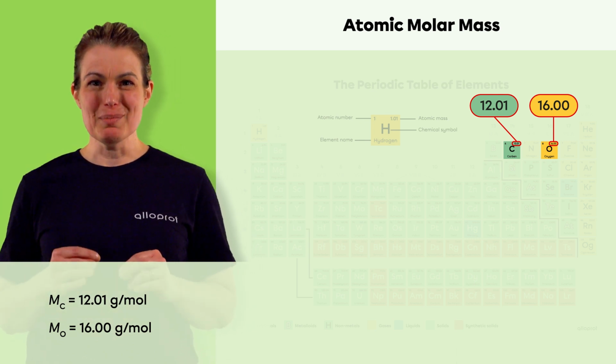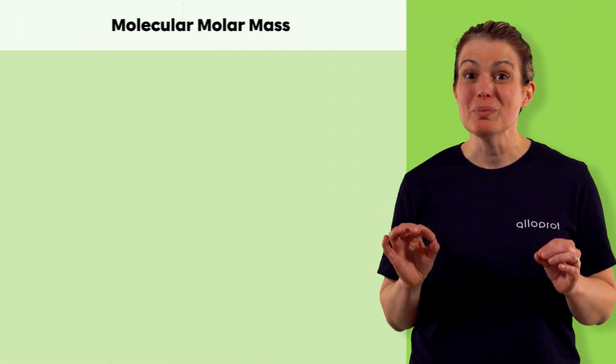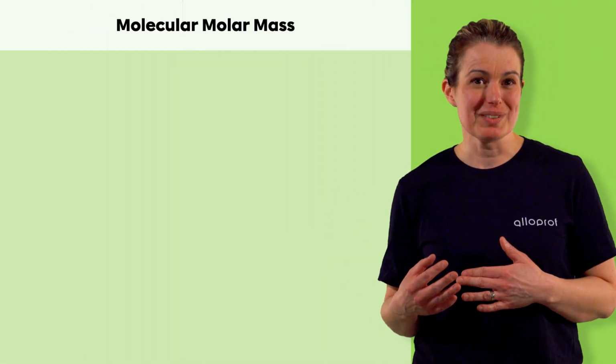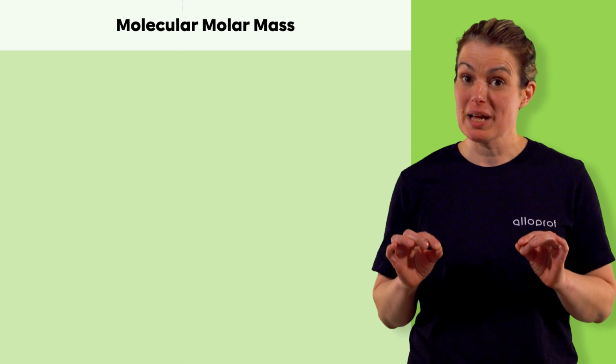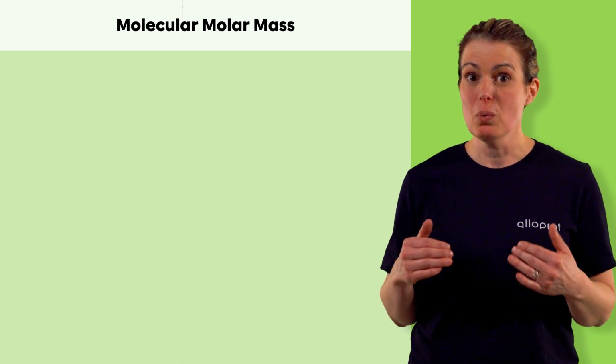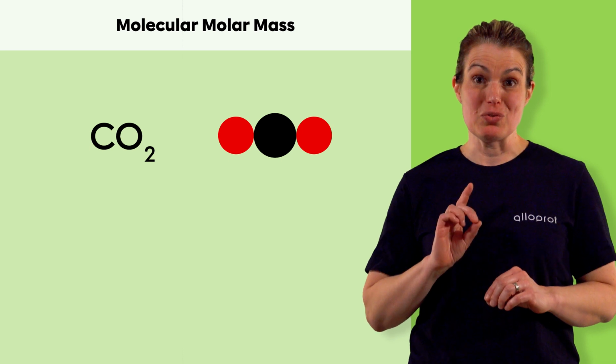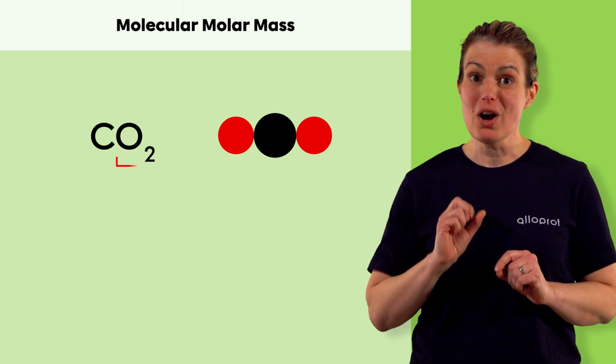The periodic table is also the reference for determining the molecular molar mass, which is the molar mass of molecules. Let's determine the molar mass of carbon dioxide with the formula CO2. This molecule is composed of 1 carbon atom and 2 oxygen atoms.